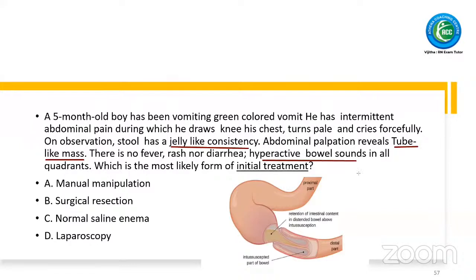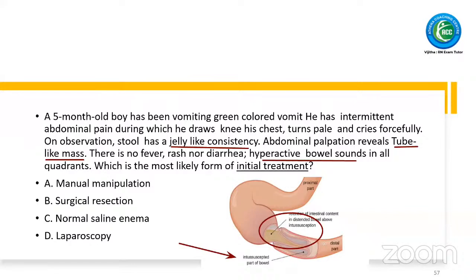Hyperactive bowel sound. This is indicating intussusception. So please remember what is intussusception. Intussusception is telescoping of the intestinal wall into another portion. One portion has gone inside another portion. Okay, so this is considered a telescope. It is causing obstruction.